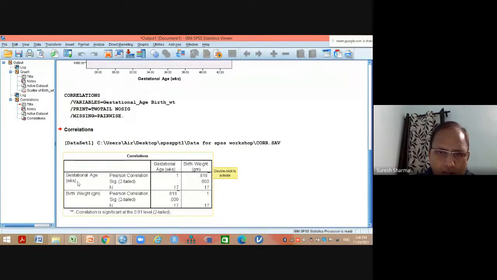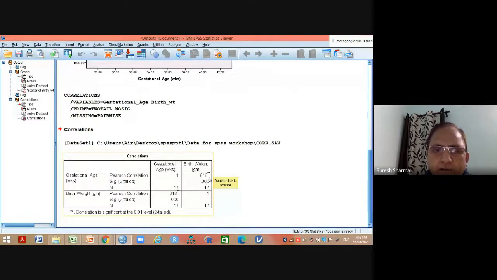First of all, gestational age will be 100% correlated with gestational age. The same variable will be 100% correlated with the same variable. So that is 1. But that is not our interest. Our interest is to look for correlation between gestational age and birth weight. So that means I should look here. This is the amount of correlation, 0.818.